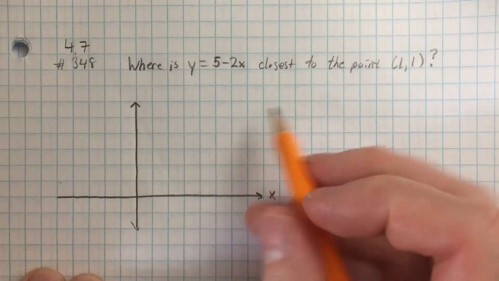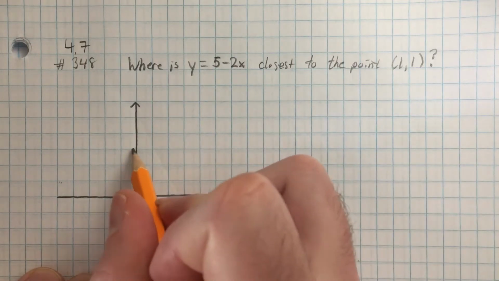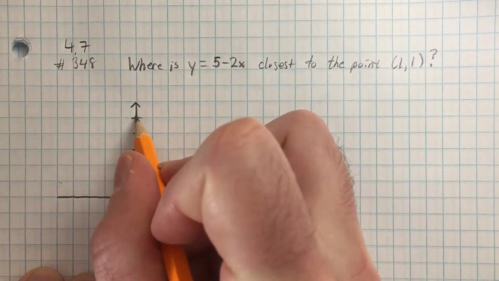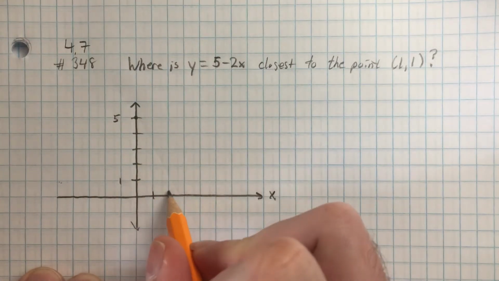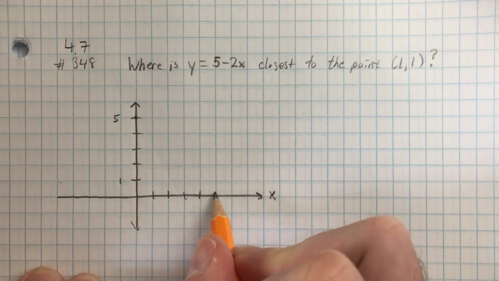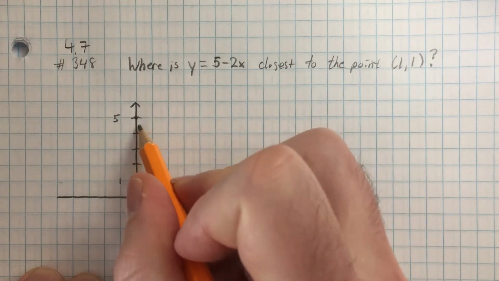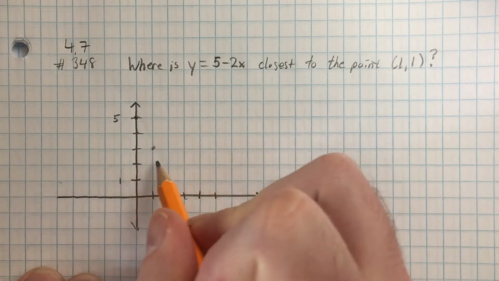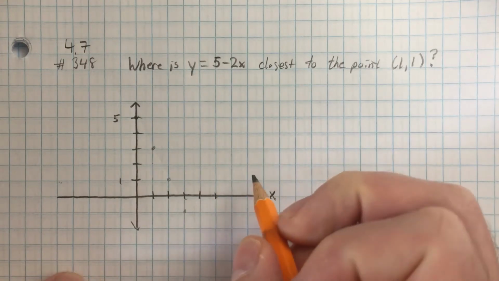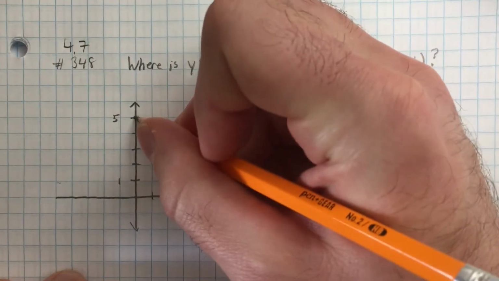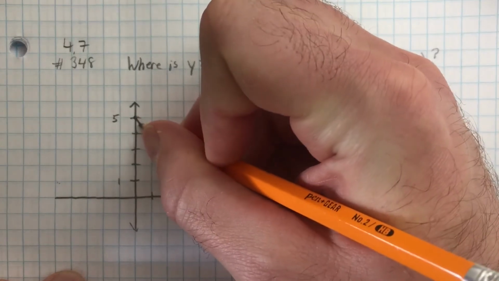All right, so we got the line y equals 5 minus 2x. It should have a y-intercept of 5 somewhere here, and has a slope of -2. So therefore, from this location, we should go down 2 and to the right 1. We'll be on the line again. Down 2 and to the right 1. Down 2 and to the right 1. We do something like this.